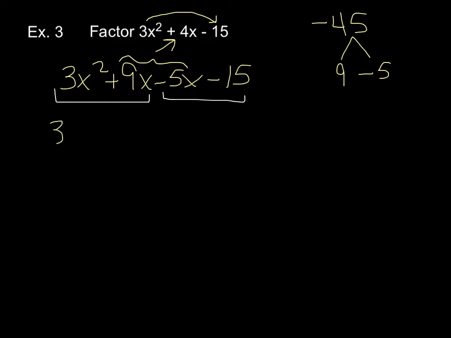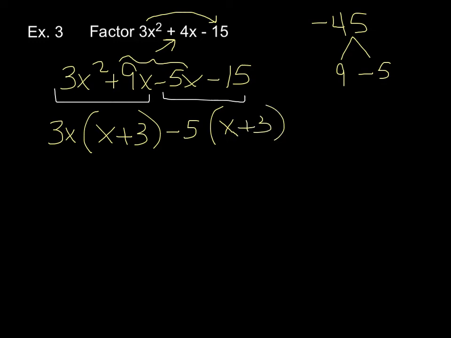So in the first two terms, I have a common factor of 3x, which would leave me... or excuse me, not 3x, oops, made a mistake there, would leave me with an x and a plus 3. And in the second group, I'll be able to take a negative 5, which will leave me with an x, and negative 15 divided by negative 5 is plus 3.